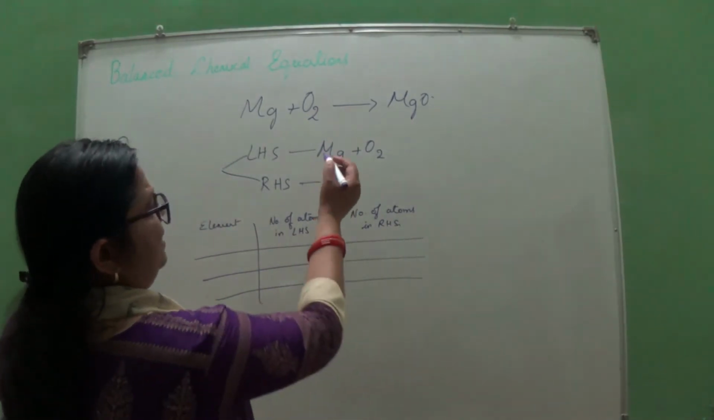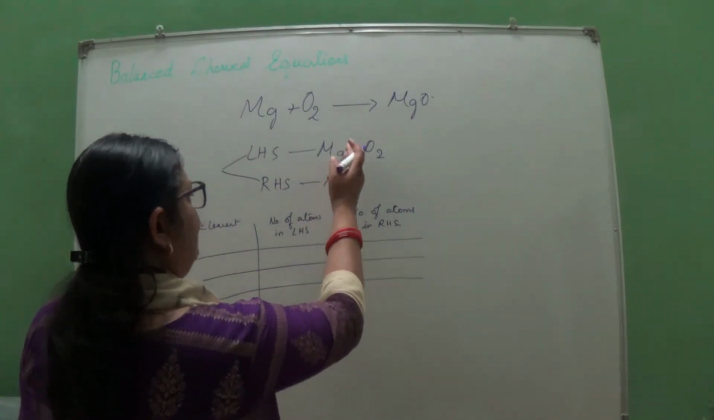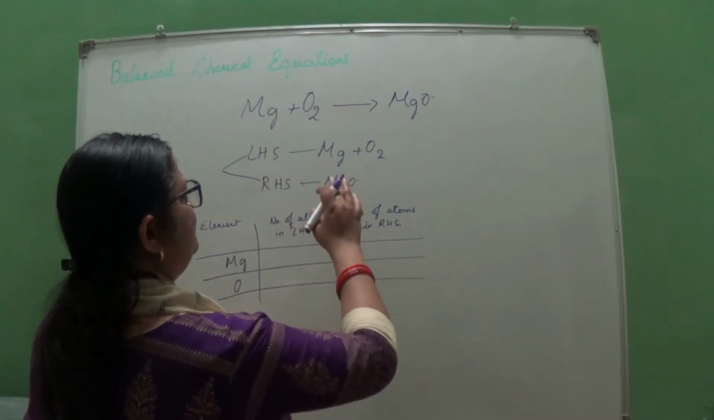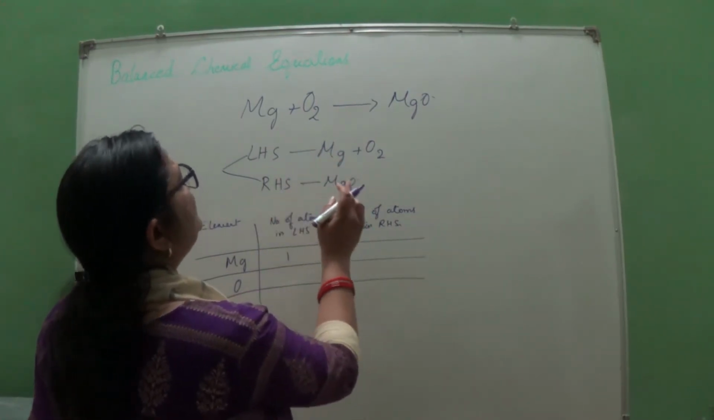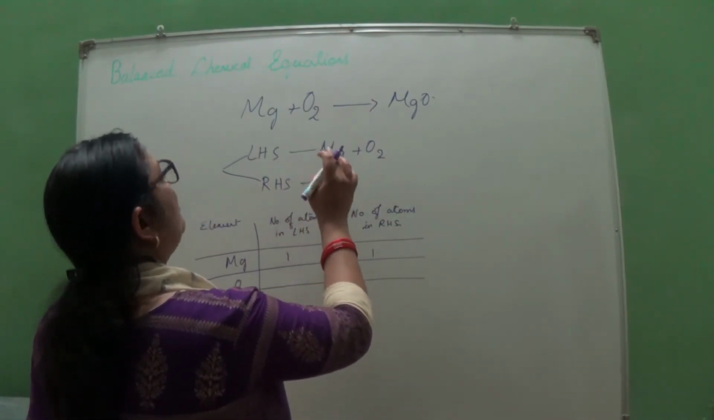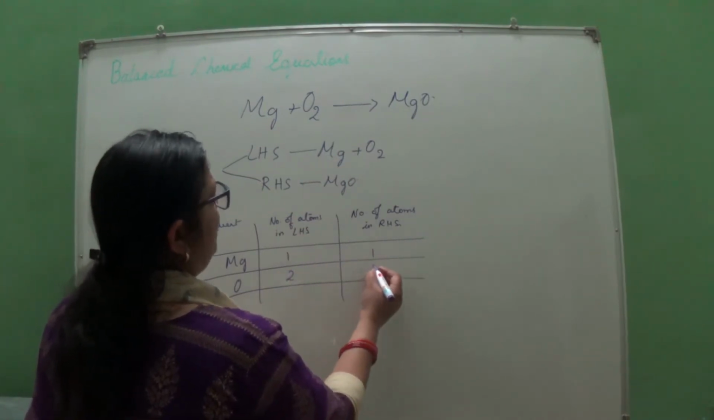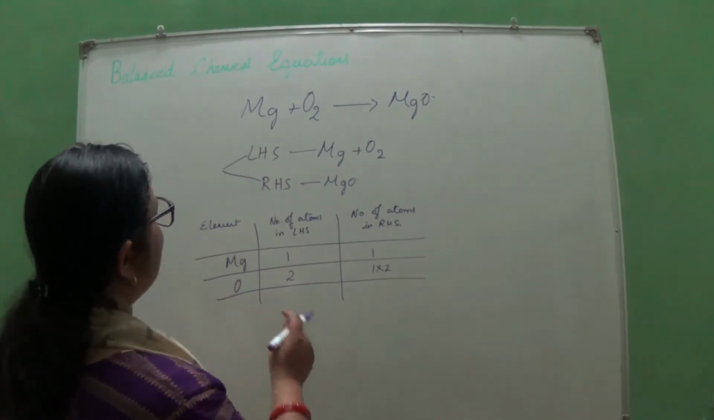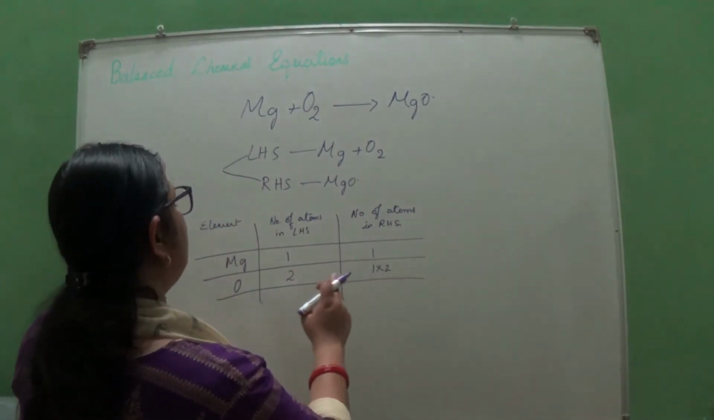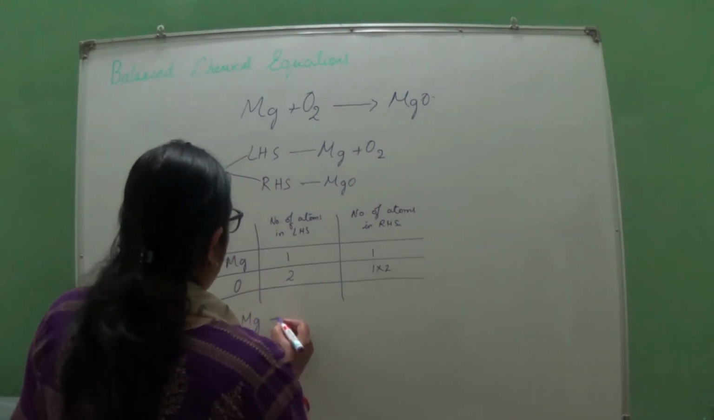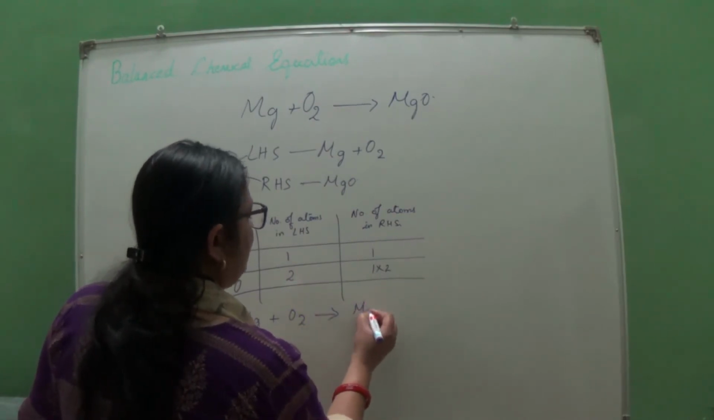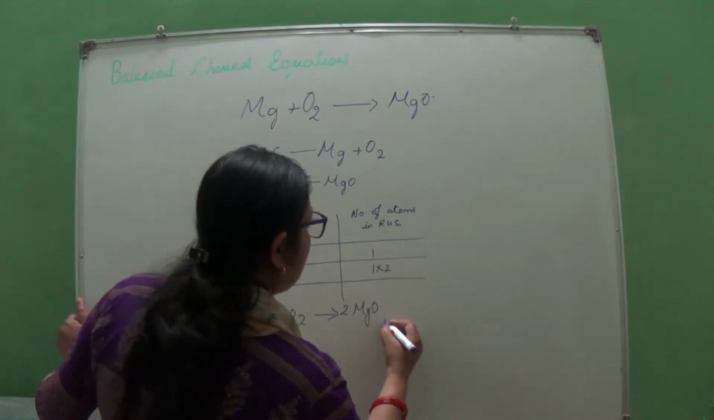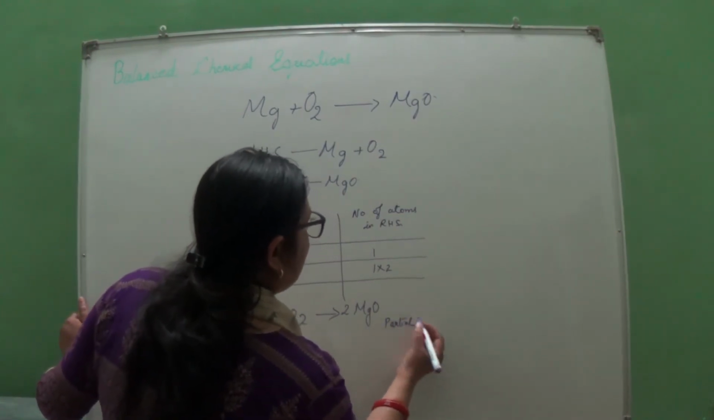So now let us start. First we have to write the elements present on the left hand side and right hand side. The elements present are magnesium and oxygen. Now let us count the atoms. Magnesium on the left hand side we have 1, on the right hand side also we have 1. For oxygen, on the left hand side it is 2 and on the right hand side it is 1. So what we need to do is multiply it by 2, and oxygen becomes 2. So now if we write the reaction, magnesium plus O2 gives MgO. Now the right hand side also has oxygen as 2, so we will write 2 over here. This is only a partially balanced reaction.